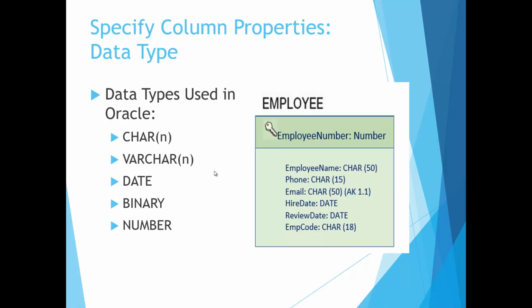Other properties that should be identified in the design are the data type and data size. This slide shows some of the common data types used in Oracle. We have the character, variable character, date, binary, and number. Those are the most commonly used, but there are other types that we will show in a minute. And as you can see, we added those in front of the columns too. So now we have the data type and data size, and we are going to add whether they are alternate keys or not, and the null and not null constraints.